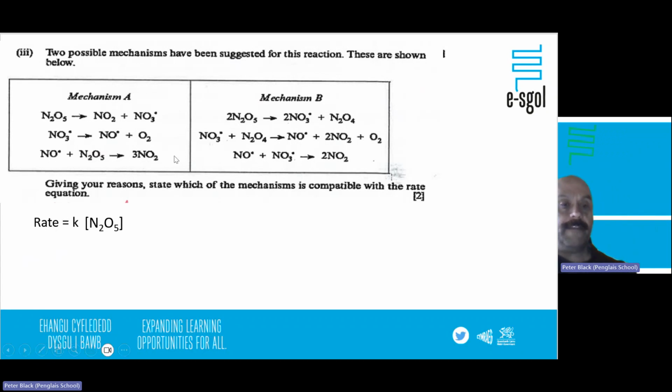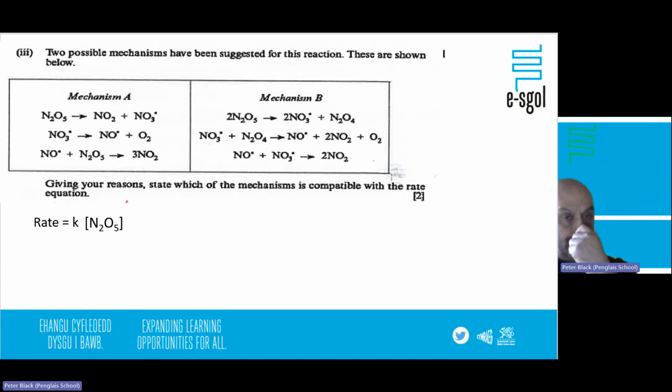So the N2O5 is first order. It has to be mechanism A. It can't be mechanism B. If it was mechanism B, the order of the N2O5 would be second order. So fairly simple question. My answer there would be mechanism A. Being first order, there can only be one molecule of N2O5 in or before the rate determining step.